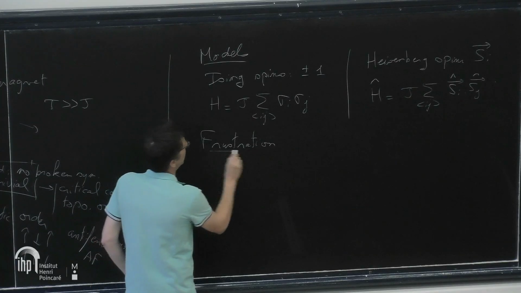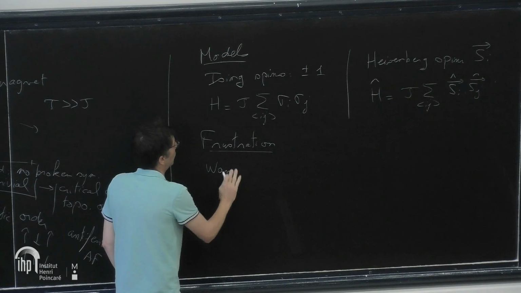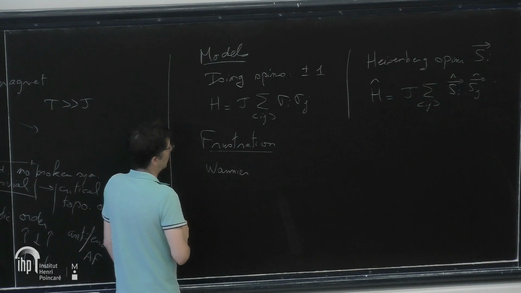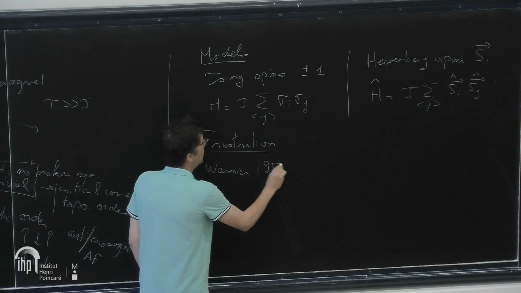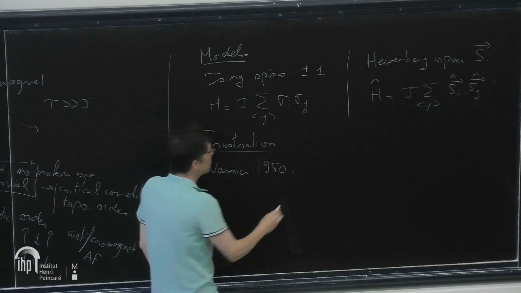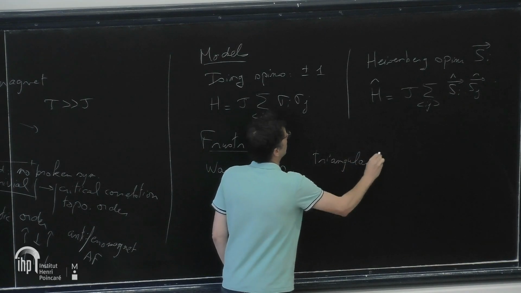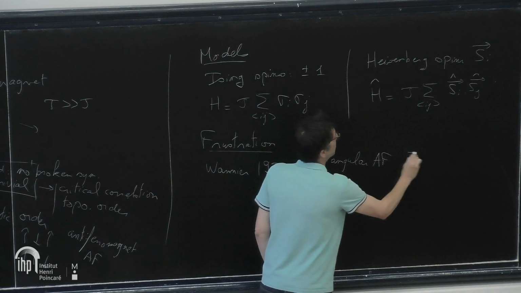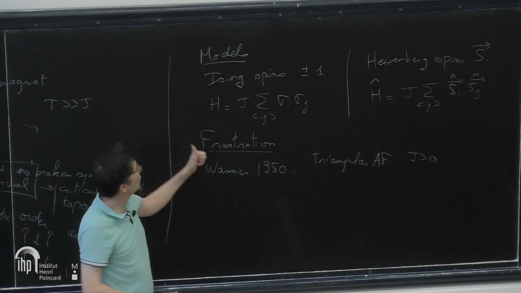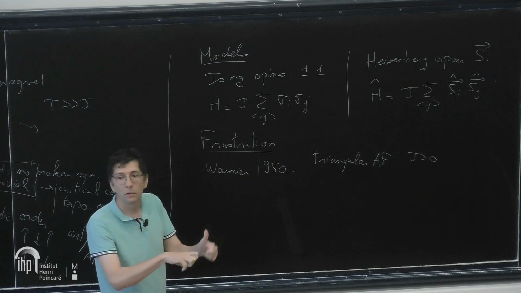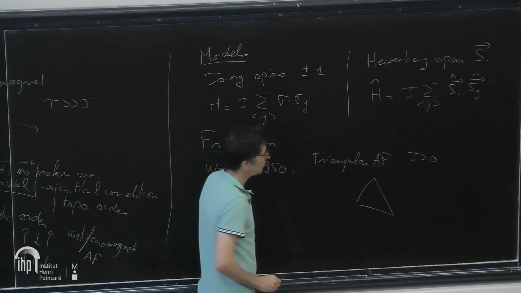And so, maybe I will show 2 of the founding fathers of the field. So for the classical, that would be Wannier in 50, who solved the triangular antiferromagnet. So antiferromagnet means J is taken to be positive. So for Ising spin, I want them to be opposite, let's say up and down. And this is the famous drawing.